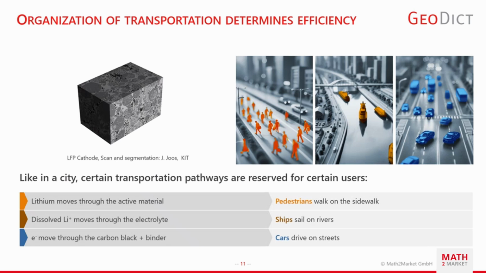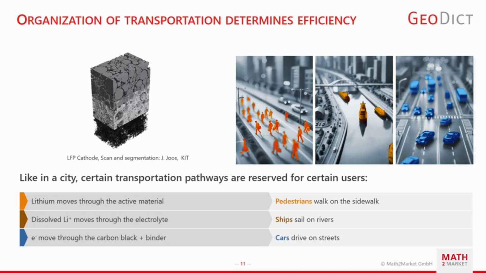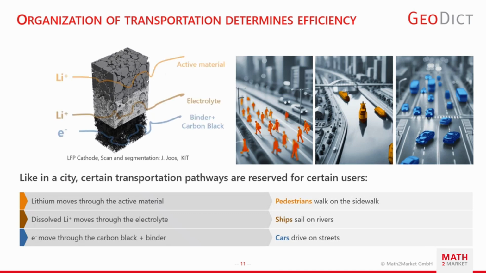And I think you all know roughly how a battery works. And here you see a microstructure of an LFP cathode. That is a FIB-SEM 3D scan of the electrode. And when you segment the scan with GeoDict, you can distinguish all the different components. So you have the active material, you have the electrolyte phase, and you have a binder and carbon black network for mechanical stability, but also for the electron conduction network.